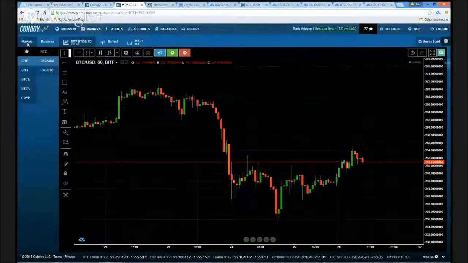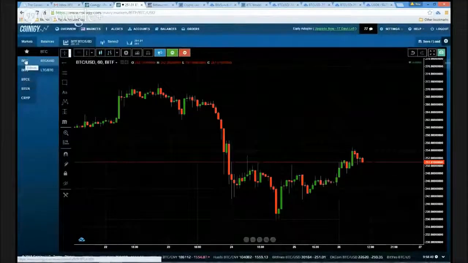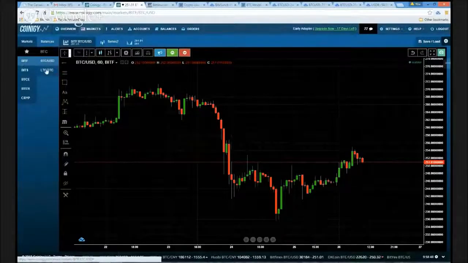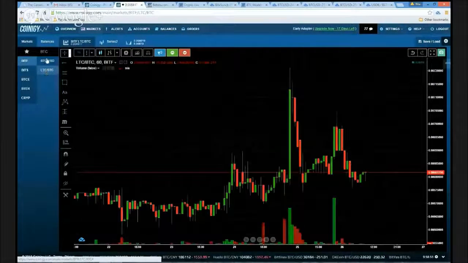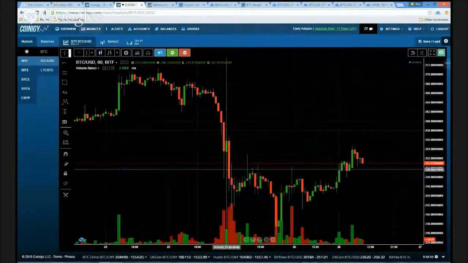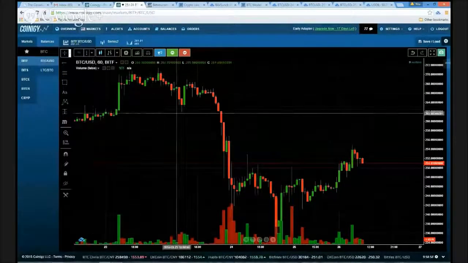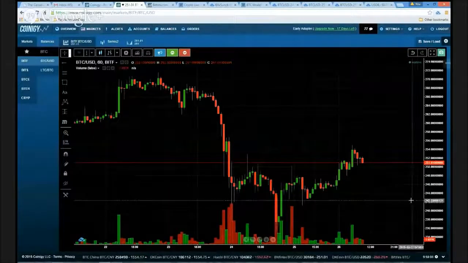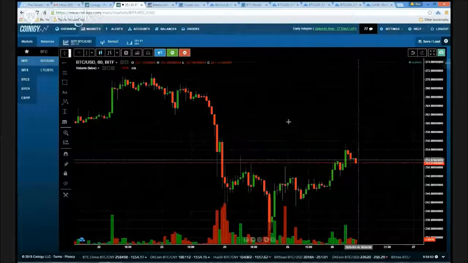As you can see, I've gone over and selected the markets. We're going to be looking at Bitfinex, and we're going to be looking at BTC USD. It's really simple. If I wanted to look at Litecoin, all I do is click on Litecoin. There she is. And the cool part is that by default, they'll throw on the volume bars for you. So we'll talk a little bit about volume today.